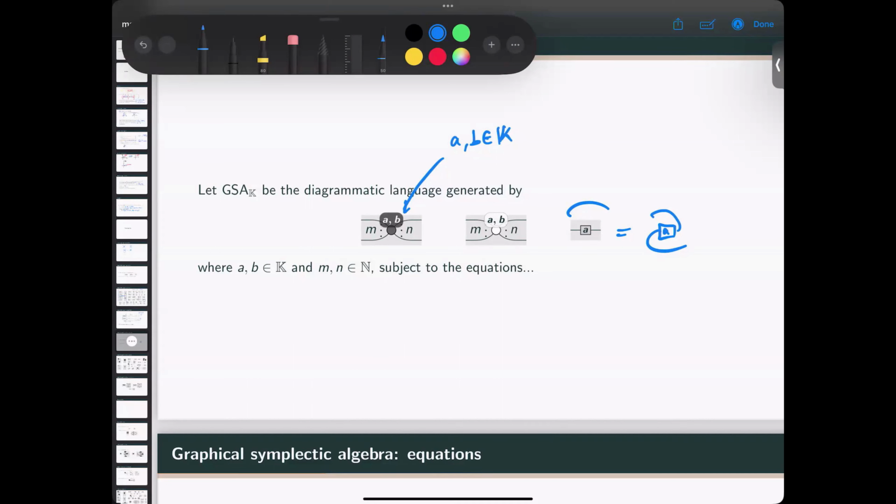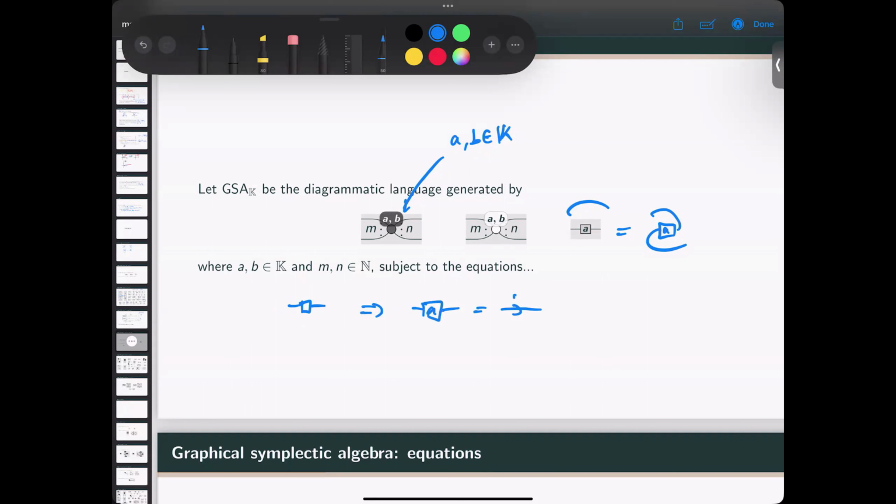We could instead have used the multipliers from the previous graphical affine algebra, and added just a single unlabeled box as the generator. And we can then define labeled boxes as something like this. And these are once again flexsymmetric, which I think is what John was getting at in the previous discussion.